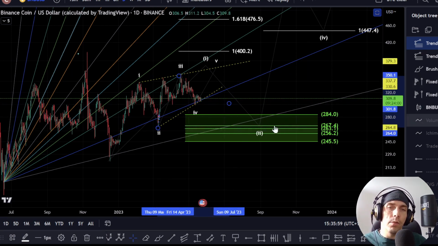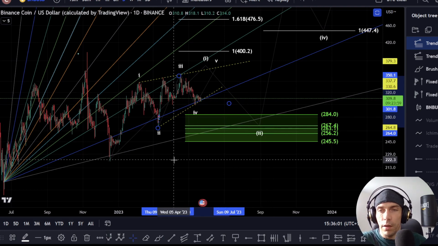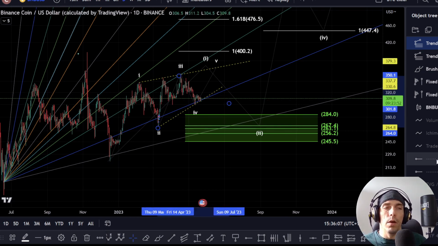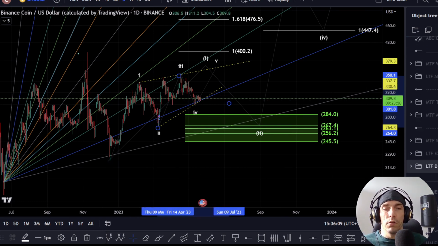If we break this wave 2, this invalidates this count. As well as that, if we do break down past this point of this 220.2, this would invalidate the bullish count, both bullish counts altogether. So we need to be aware of that.